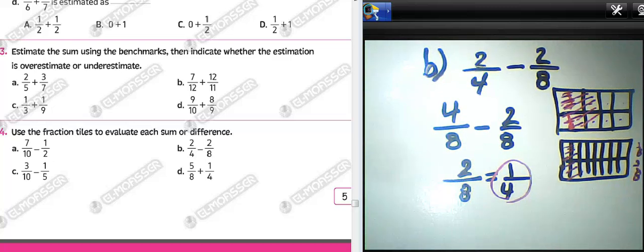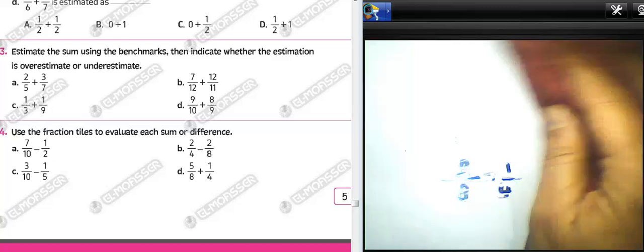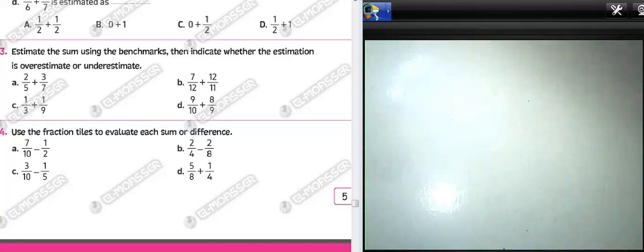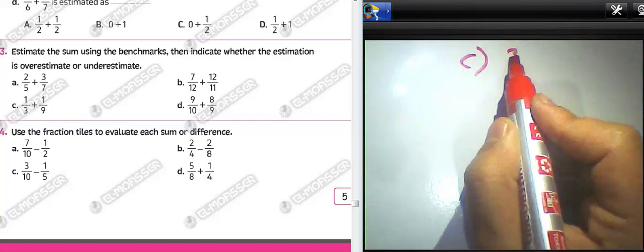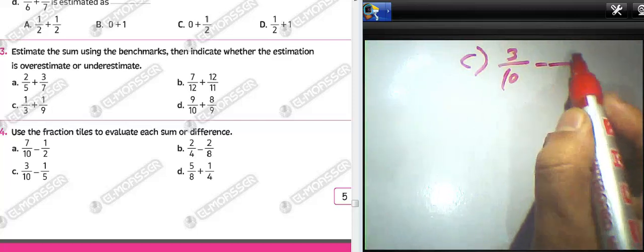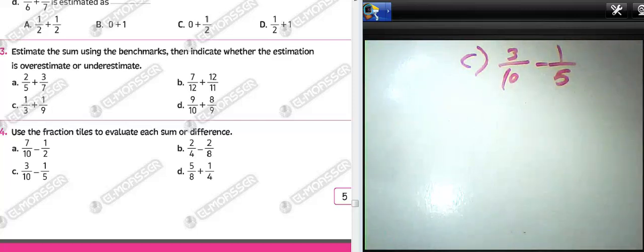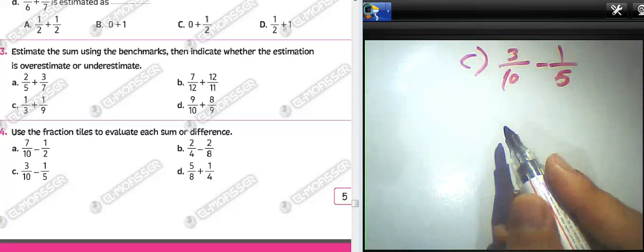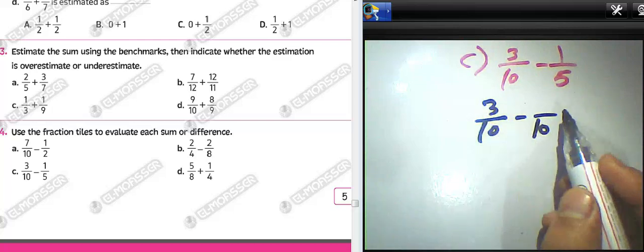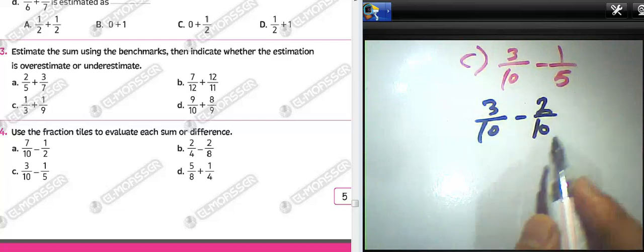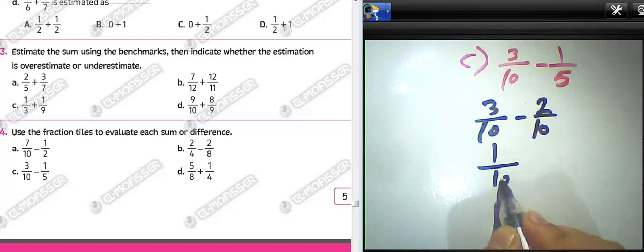Question letter C. 3 over 10 subtract 1 over 5. We can write the least common multiple between 10 and 5 here. Write 10 in the denominator, and 3. 2 times 5 equals 10. 2 times 1 equals 2. 3 minus 2 equals 1, and write 1 over 10.